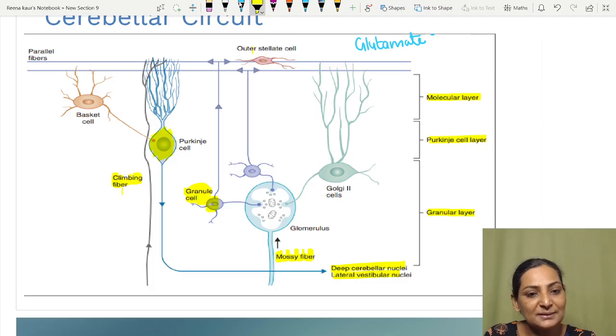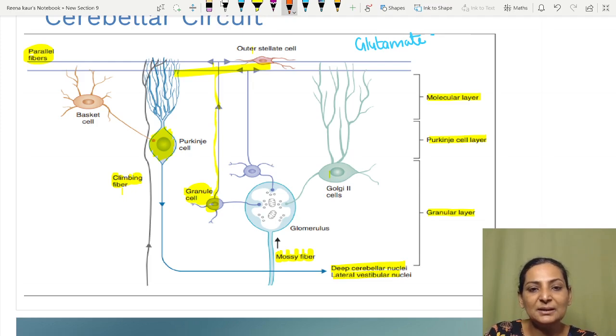Now, the axons of the granule cells, which you can see forming a T-shaped structure, are called parallel fibers. So what are parallel fibers? They are nothing but the axons of the granule cells. The granule cell is excitatory to the Purkinje cell, to the Golgi cell and also to the stellate cells. As I told you, it is an excitatory output. But the Golgi cells and the basket cells are inhibitory to the Purkinje cell.